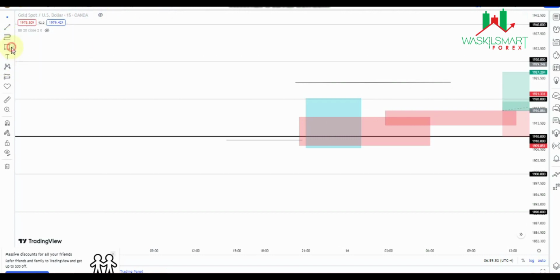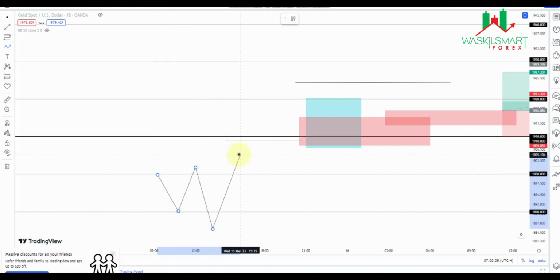So this is how it goes. One, you're going to see it here. Number two, see a break of market structure. Number three, you see a change of character. Number four, you see another block. Number five, it goes beyond your imagination. So that's how it goes, right?